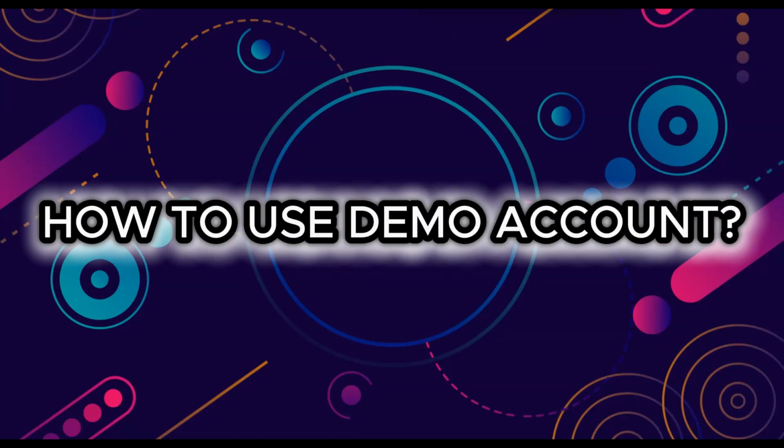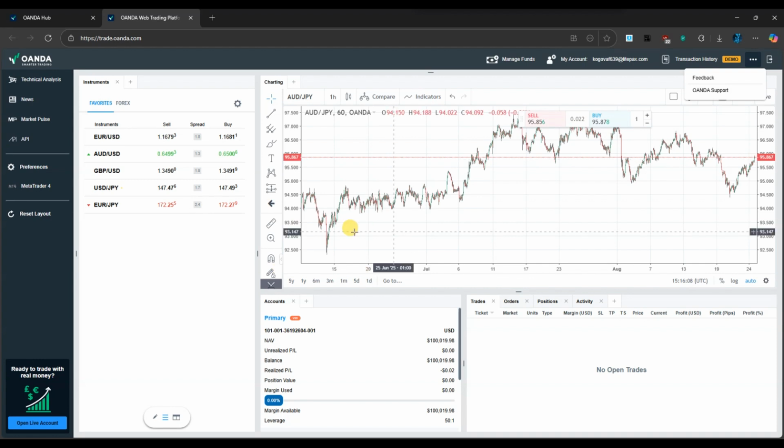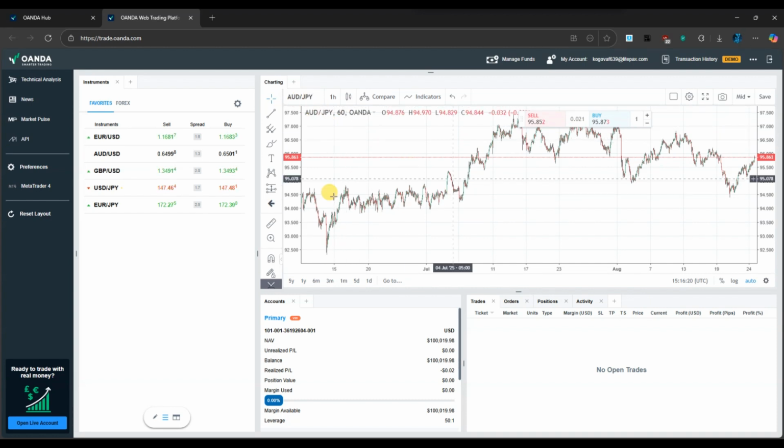How to use OANDA demo account. If you are new to trading or just want to practice without risking real money, the OANDA demo account is the perfect place to start. The demo account works just like a live account, giving you access to the same tools, charts, and real-time market data, but with partial funds instead of real capital.